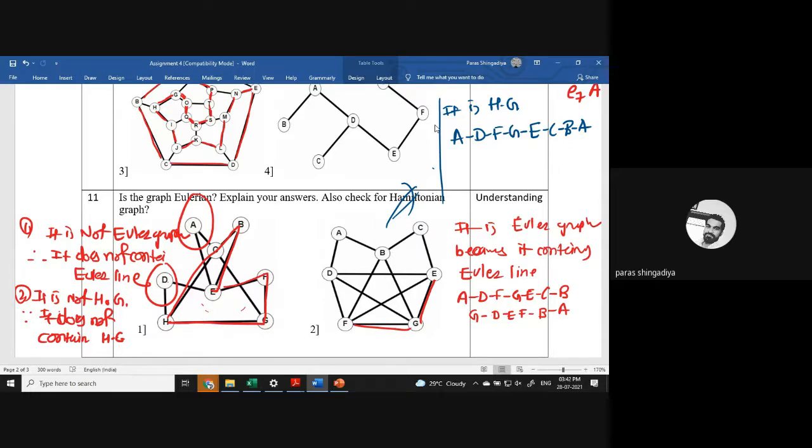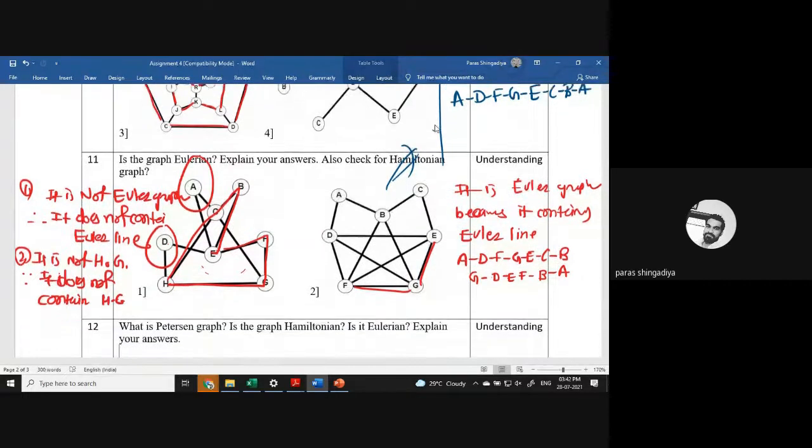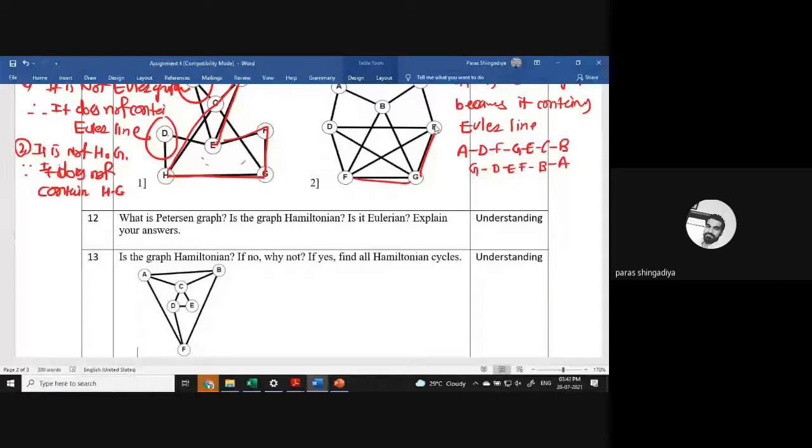Is there any query to anyone in this Hamiltonian graph as well as Hamiltonian circuit, Euler graph and so on? If you have any query, please ask right now. It is asked in the exam. Okay.